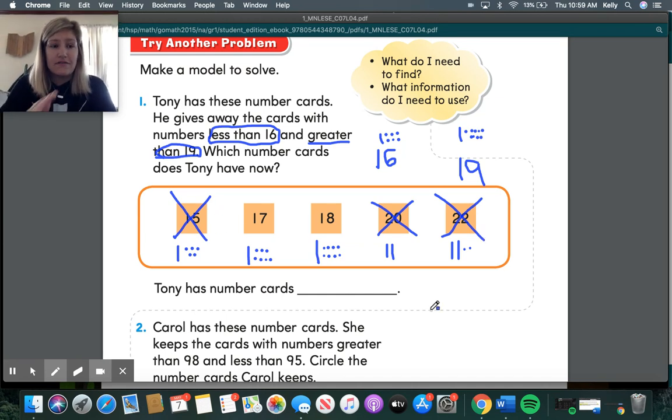So our answer is, if Tony gave away the number cards less than 16 and greater than 19, he has the cards 17 and 18 left. Okay? So when you guys are working on 2, 3, and 4 on the next 2 pages, you may use 3 different strategies. You can count, you can draw quick pictures, or you can compare the digits in the numbers. Any of them will help you figure it out, but remember to only focus on one part at a time, okay? That's going to be too much if you do both of them at the same time.